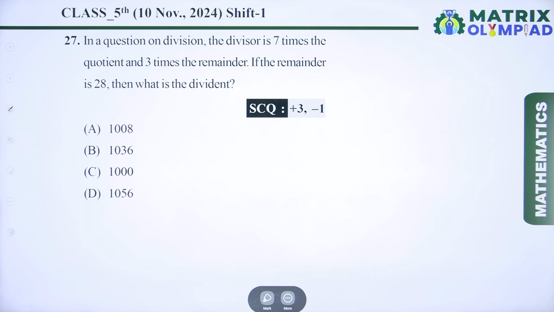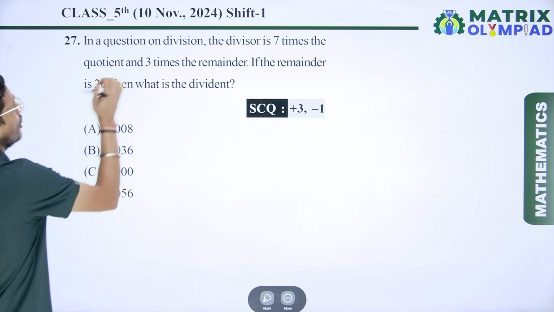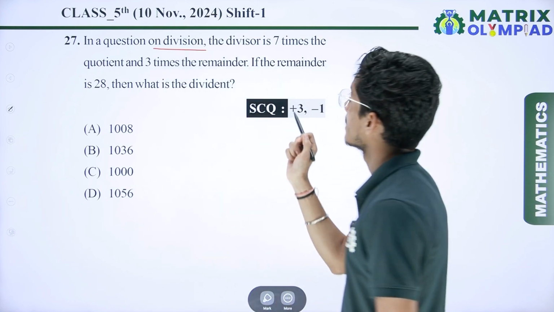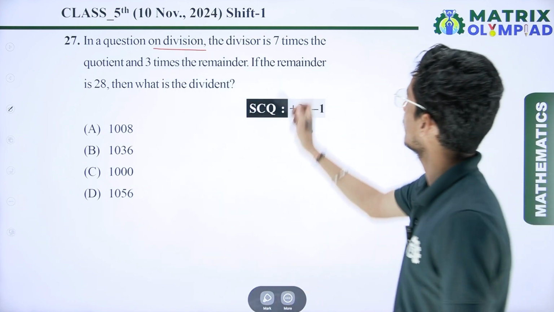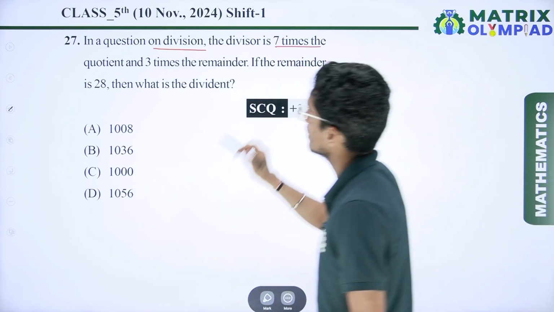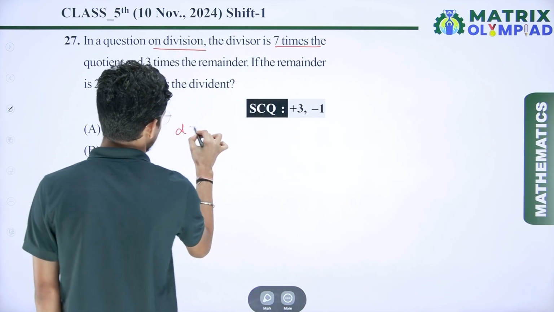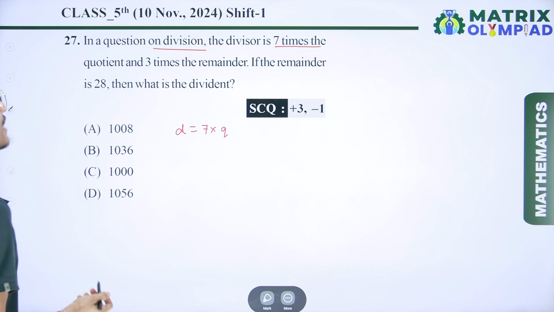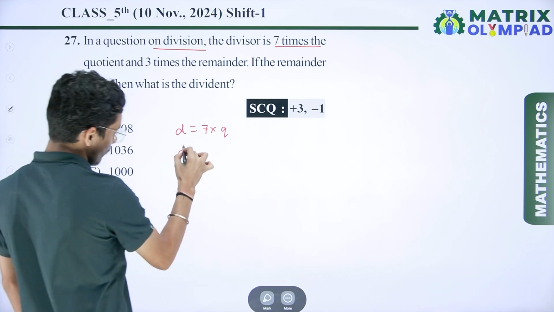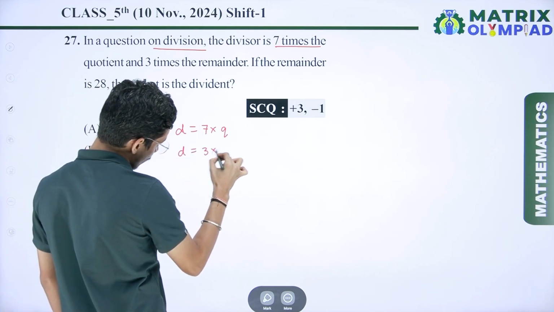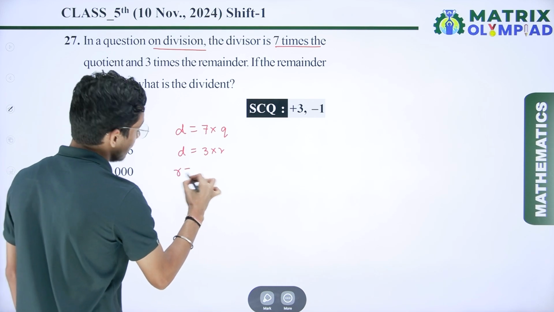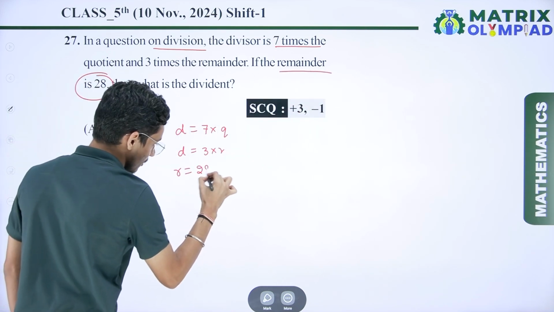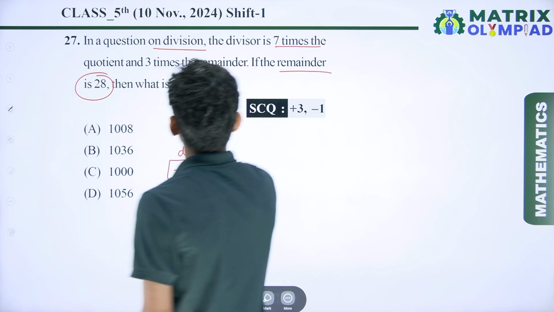So now if I talk about the next question, that is in a question on division, the divisor is 7 times the quotient. We have given the divisor is 7 times the quotient. So I can say that divisor is equal to 7 times of quotient. Again, and 3 times the remainder. It means the divisor we have given, that is 3 times of remainder. And the value of remainder, that is we have given, that is 28. So here we have to find the dividend.